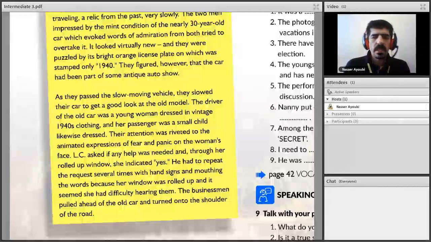He had to repeat the request several times with hand signs and mouthing the words because her window was rolled up and it seemed she had difficulty hearing them. So that's clear. He had to repeat the request of helping her several times because her window was not open and she couldn't hear what they said, and he had to use sign language with his hands, and move his lips so that the woman could understand.